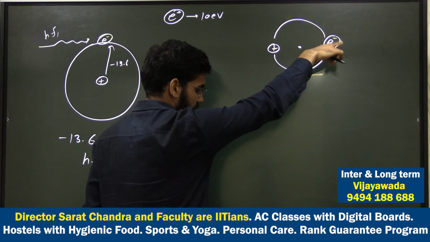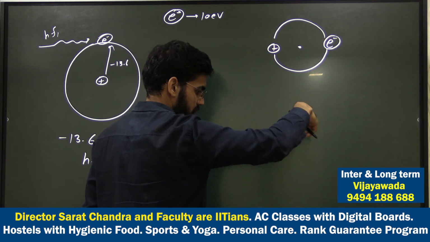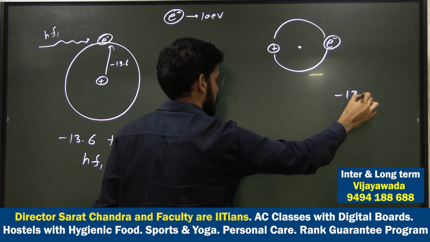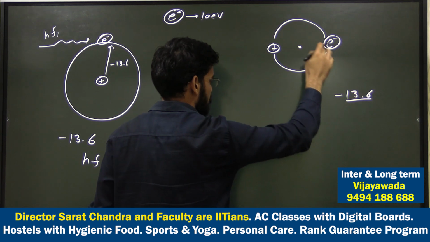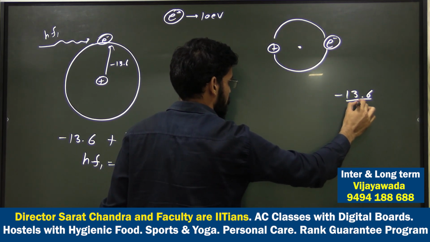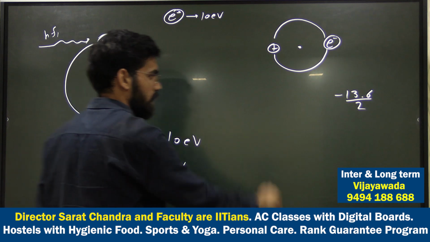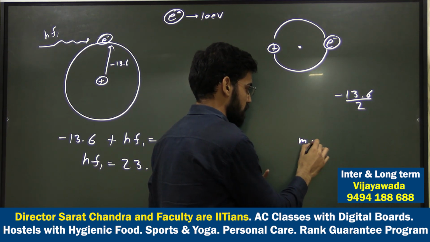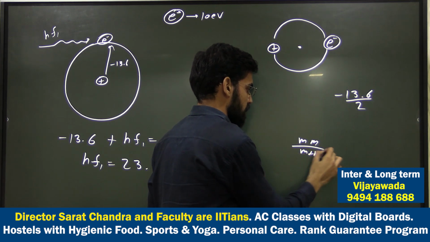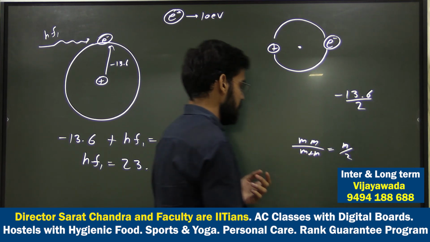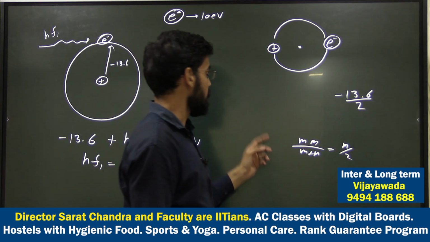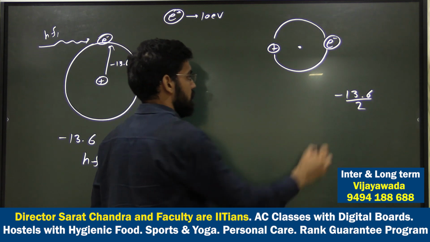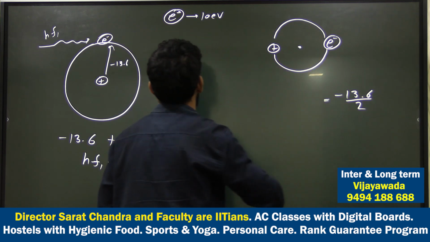So in the potential energy term, reduced mass will come. Due to that, as we have seen in the notes, the system energy comes as minus 13.6 by 2 because of reduced mass, m1 m2 by m1 plus m2. Both are equal, so m into m by m plus m gives m by 2 factor. Here it was m only, because only one was moving. So that's why the 1 by 2 factor comes. That's the energy of this system.